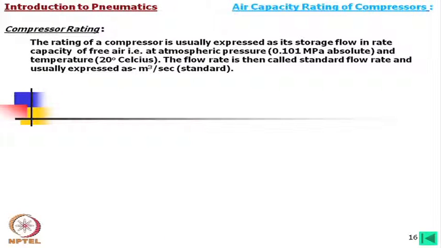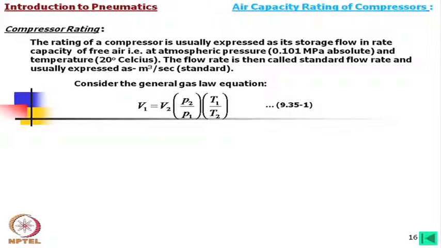Now, if we look into the compressor rating, the rating of a compressor is usually expressed as its storage flow rate capacity of free air, that is at atmospheric pressure, that is 0.101 megapascal absolute, 14.7 psi, and temperature of 20 degrees Celsius. The flow rate is then called the standard flow rate and is usually expressed in meter cube per second. So this means the intake volume we call in meter cube per second.